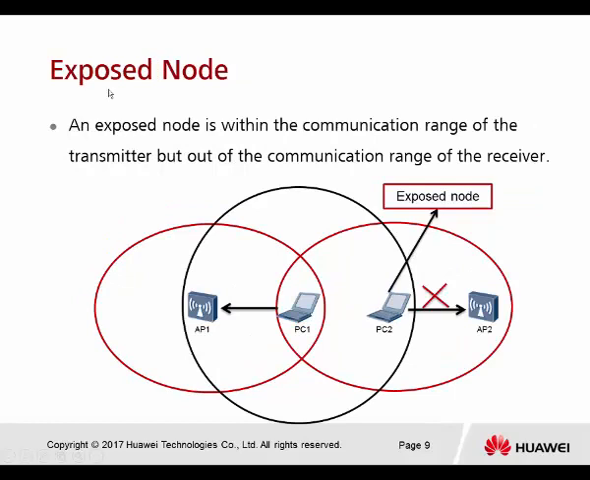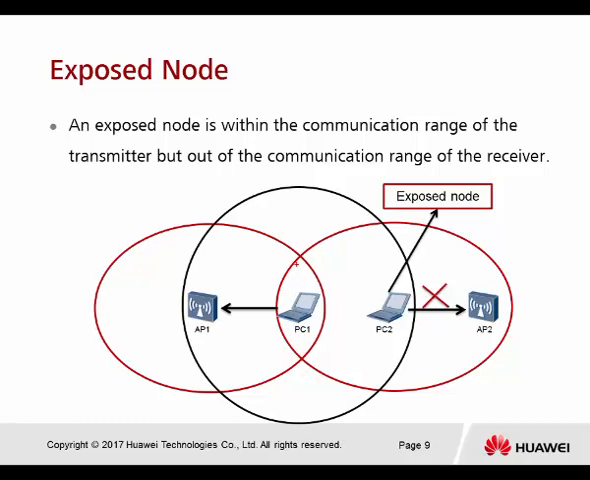Then the next one, the exposed node. An exposed node is within the communication range of the transmitter, but out of the communication range of the receiver. So right now, PC1 and PC2 are able to sense each other because PC2 is inside the PC1 range. Same, PC1 is also inside the PC2 scanning range. So in my range, I can detect PC number 1. PC number 1 also can detect PC number 2. So both of them have no problem.